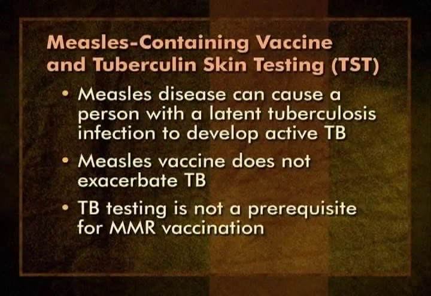One other issue I would like to mention is measles vaccine and tuberculin skin testing. It has been known for years that measles disease could cause a person with a latent tuberculosis infection to develop active TB. But measles vaccine does not exacerbate TB, so testing is not a prerequisite for vaccination. In the 1960s, it was observed that the early measles vaccine, the Edmonston vaccine, could suppress the response to a tuberculin skin test, or TST.